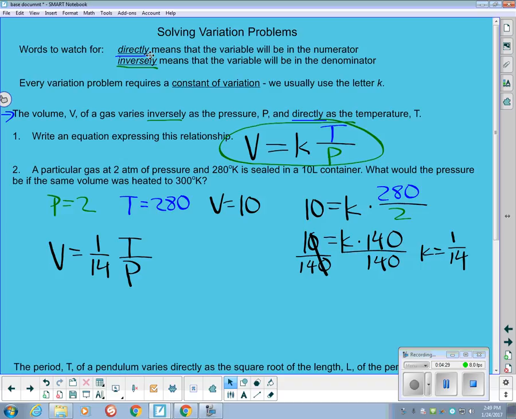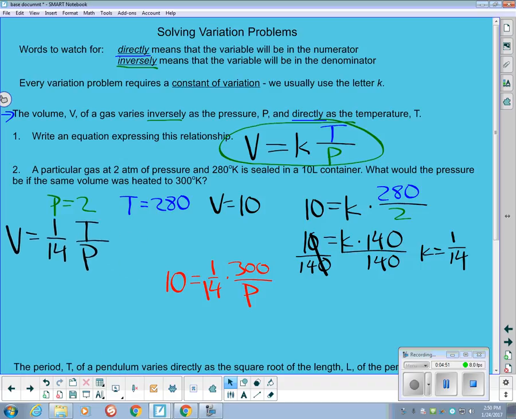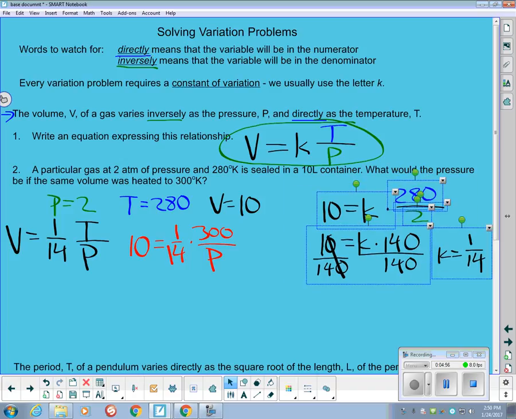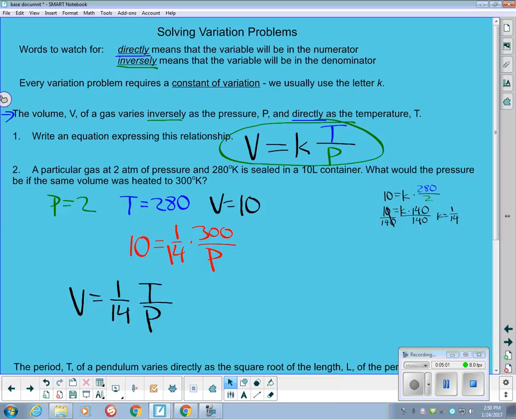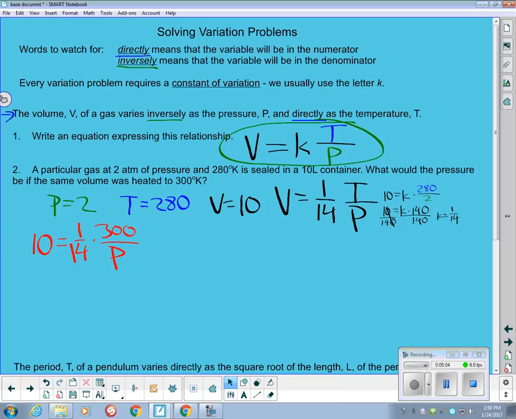Okay, so we're going to make some substitutions. We have the same volume, so we still have 10 is equal to 1/14 times the new temperature, which is 300 degrees, divided by the new pressure, which is what we don't know. That's what we're trying to find. Okay, so I'm going to move this up a little bit where I've got some room to work, and minimize these calculations. So we can do a little bit of simplifying here.